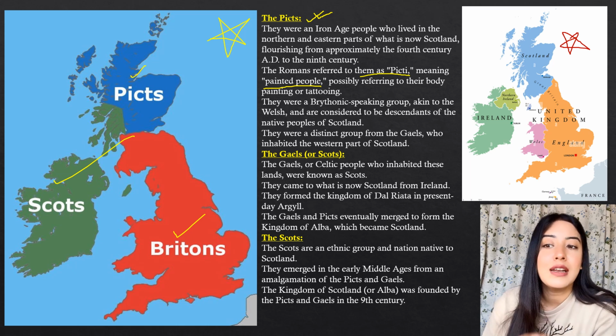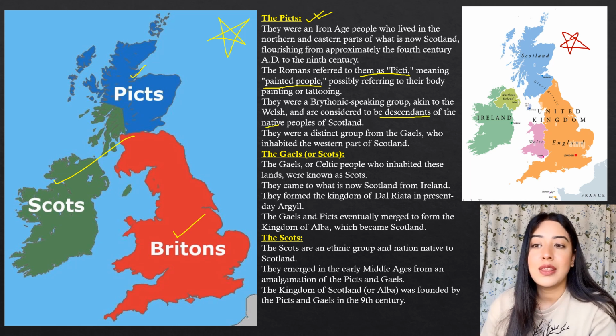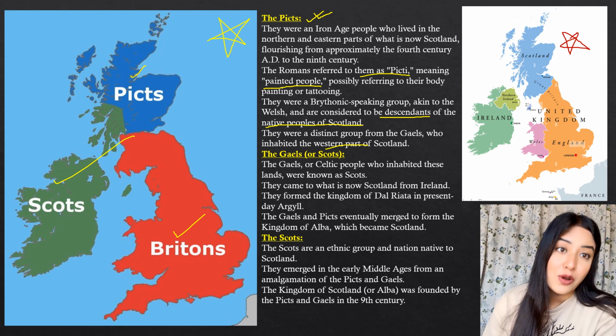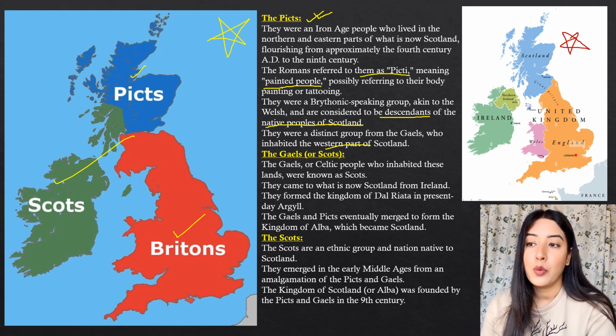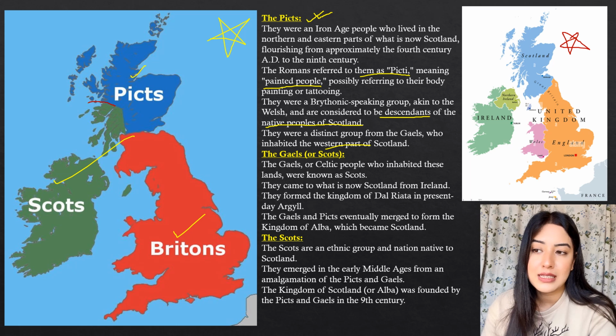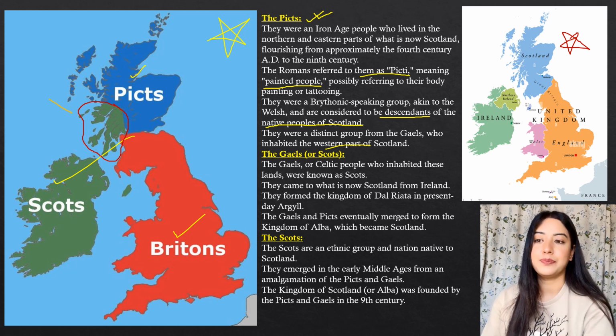They were a Brythonic speaking group akin to the Welsh and are considered to be descendants of the native people of Scotland. So they were a distinct group from the Gaels who inhabited the western part of Scotland. Now I'll just draw something over here. Western part of Scotland, this part in green, Gaels. So this is what I'm actually highlighting.